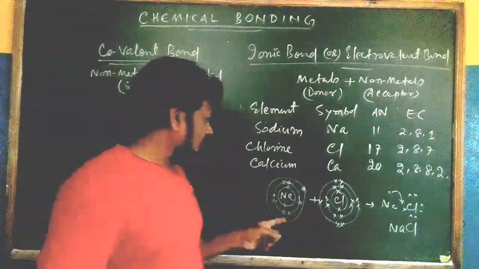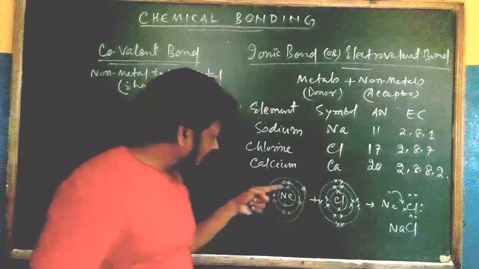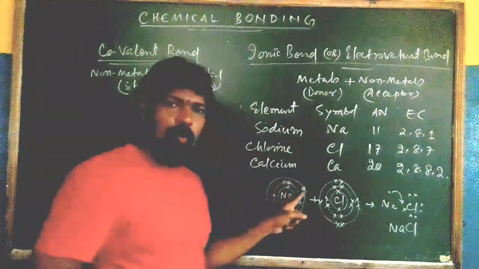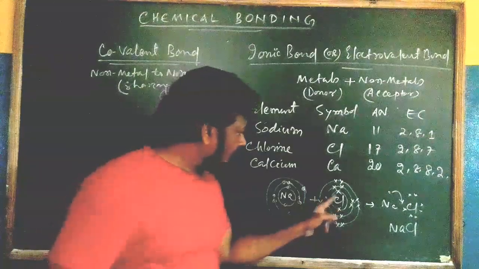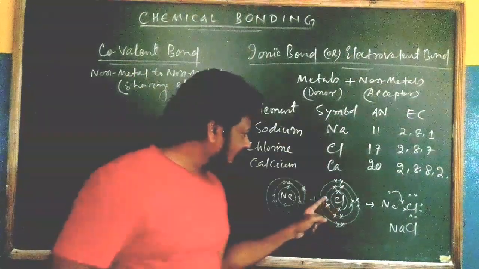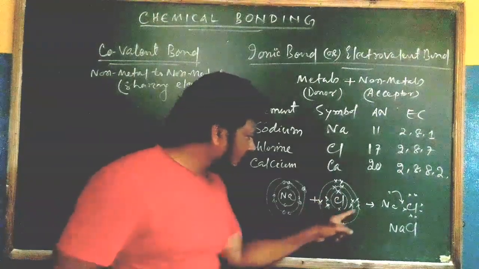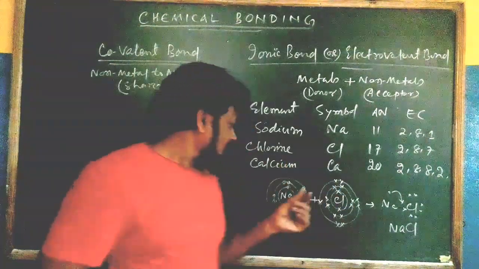This is sodium. The first orbit has 2 electrons, the second has 1, 2, 3, 4, 5, 6, 7, 8, and the third orbit has 1. Coming to chlorine, the first orbit has 2 electrons, the second has 1, 2, 3, 4, 5, 6, 7, 8, and the third has 1, 2, 3, 4, 5, 6, 7.